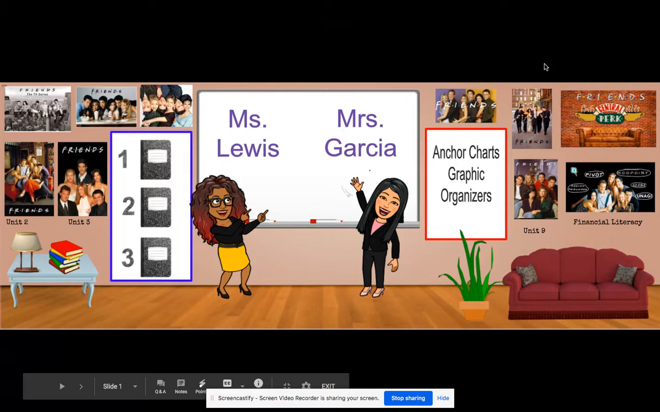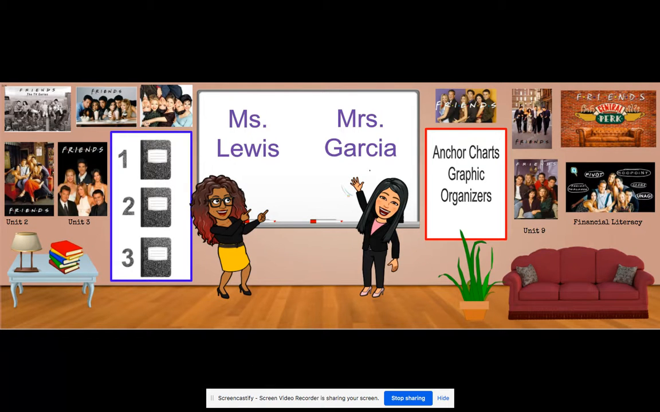All right, guys. So by now you have maybe had a chance to mess around and look at our virtual classroom. So I just wanted to go over a few things. So the first thing is that you automatically see friends posters. Okay, so we have one, two, three, four, five over here, and then five on the other side as well.